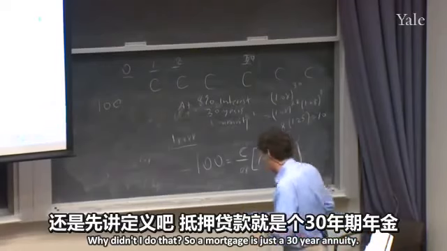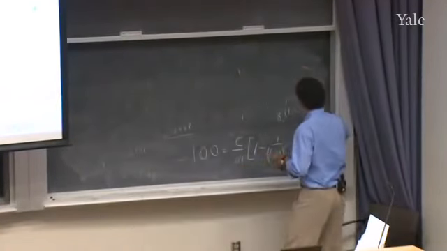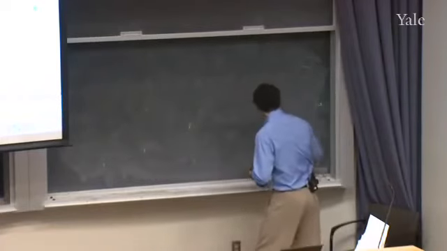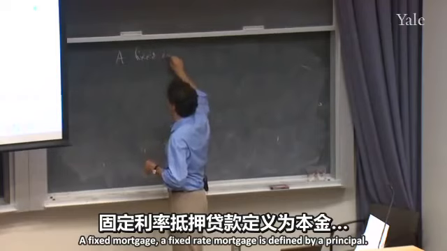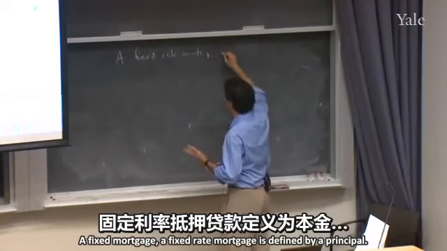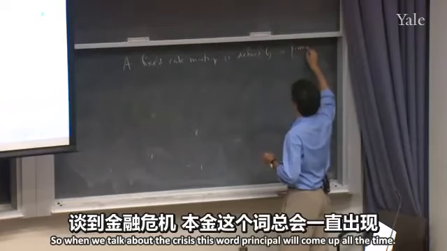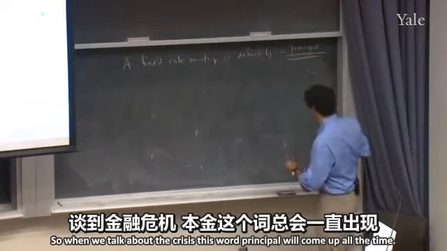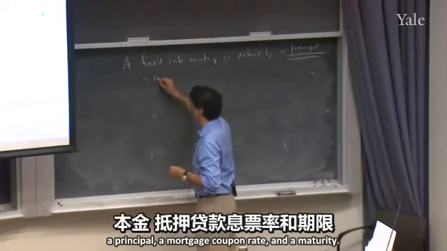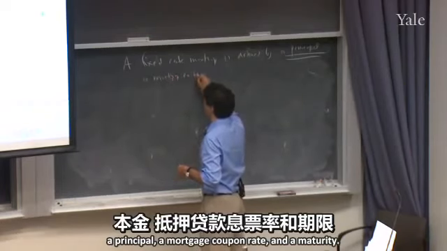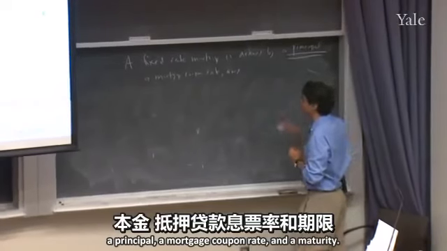So a mortgage is just a 30-year annuity. A mortgage is an annuity, a fixed rate mortgage. A mortgage is defined by a principal. When we talk about the crisis, this word principal will come up all the time. That's the face value. So a mortgage is defined by a principal, a mortgage coupon rate, and a maturity.